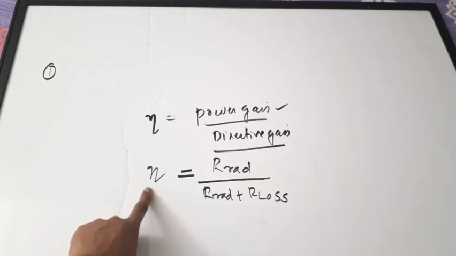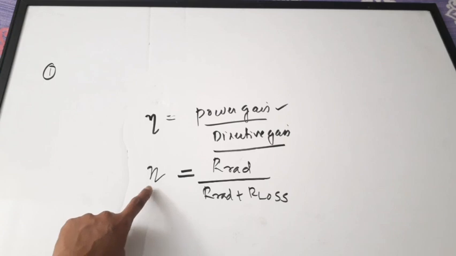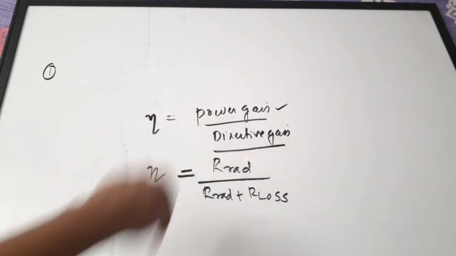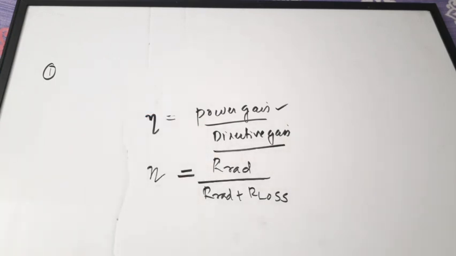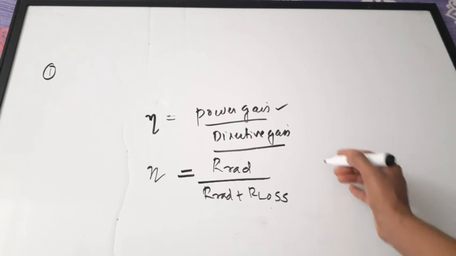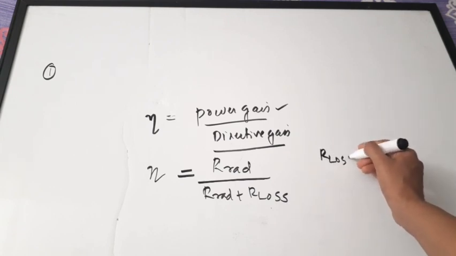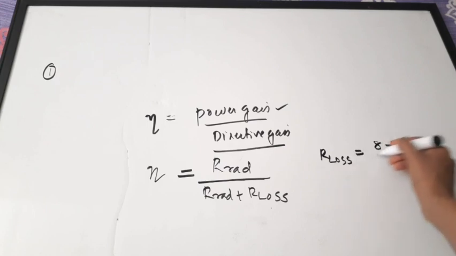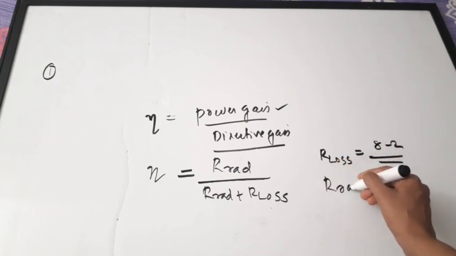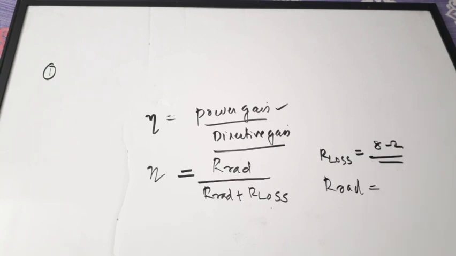So you can find the efficiency from here, and substitute this efficiency here and find the power gain. That is our aim. Now, if you look at this equation, you need to find eta. You have the loss resistance. The ohmic loss is 8 ohm, meaning R loss is 8 ohm. Now, what is radiation resistance? That is a constant value for a half wave dipole antenna, which is 73 ohms.